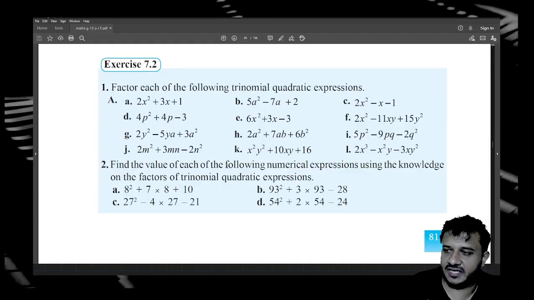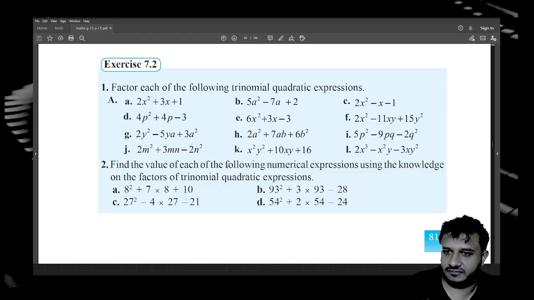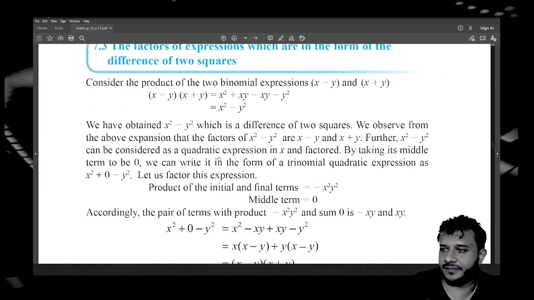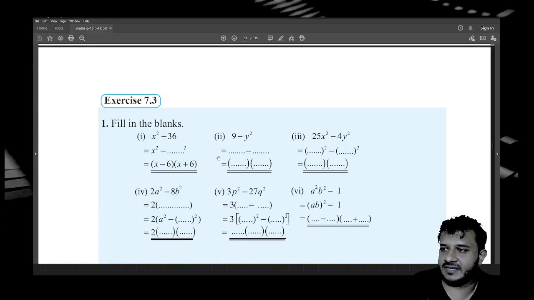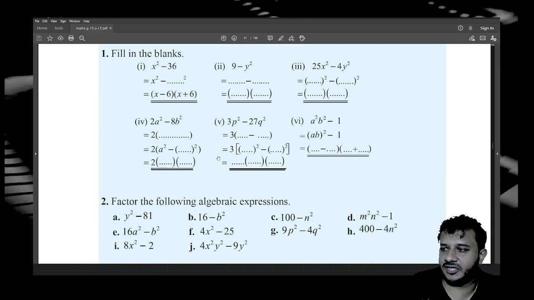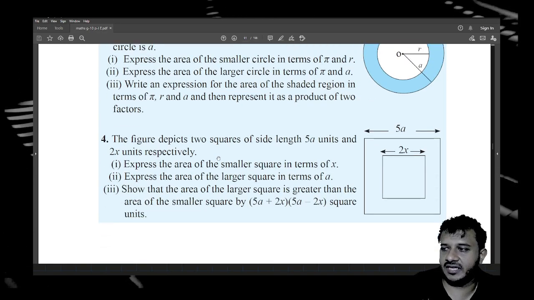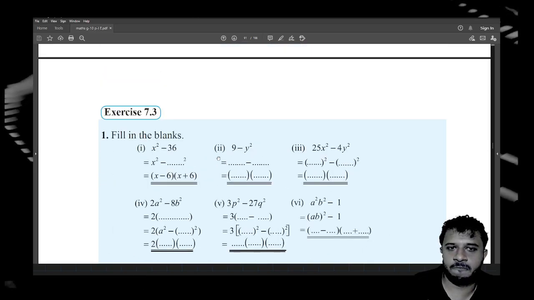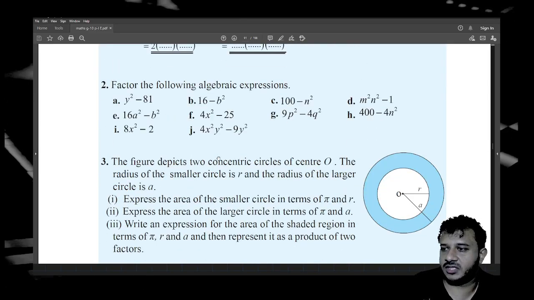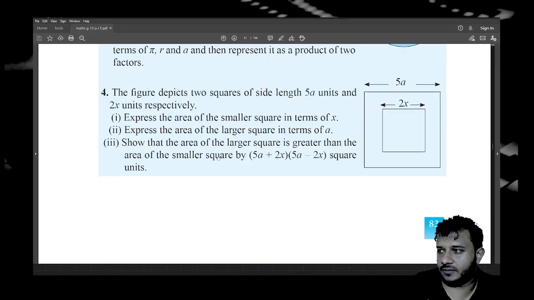7.2. Any other questions, Pute? No one? Okay. Then 7.3. 7.3, Pute. Anybody got any doubts with 7.3? Fourth question. Okay. Question 4.